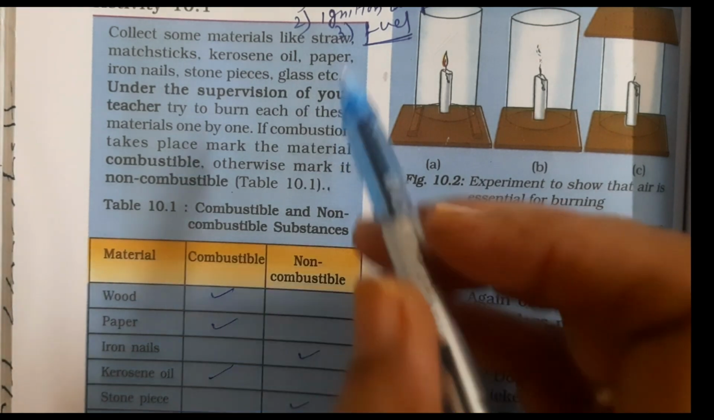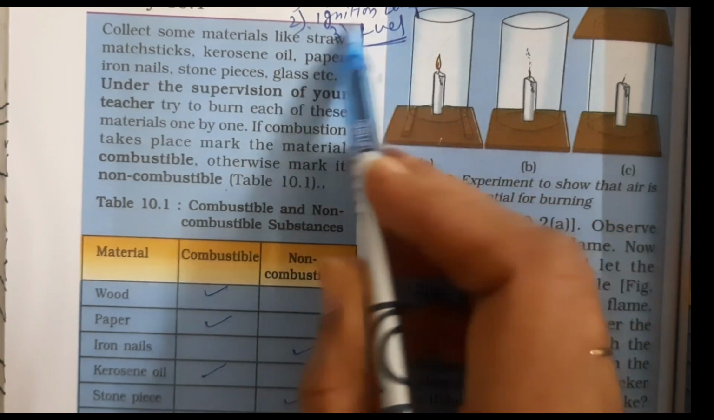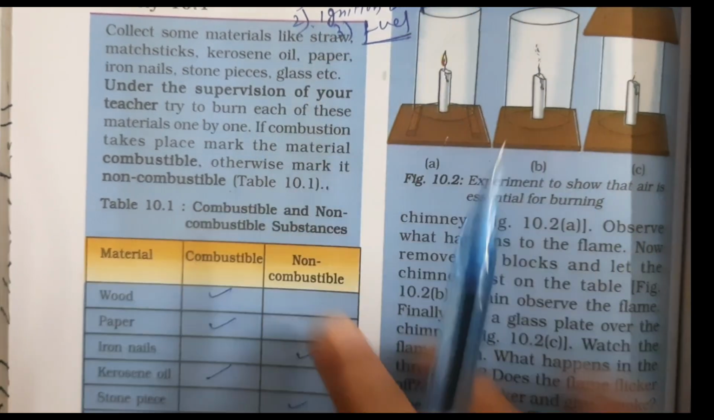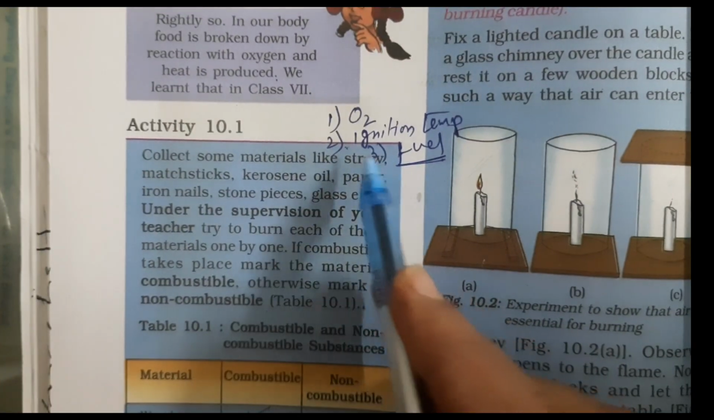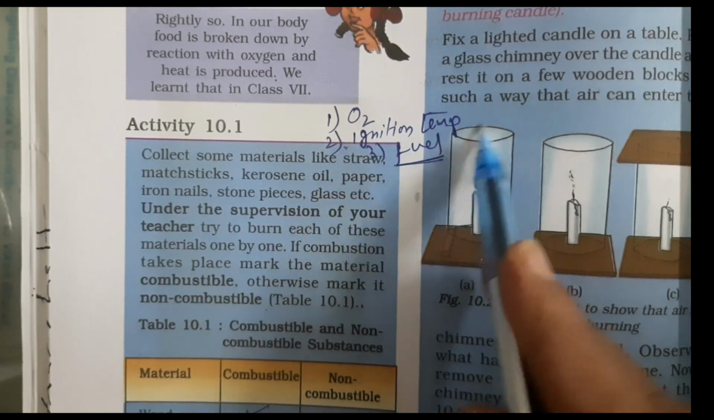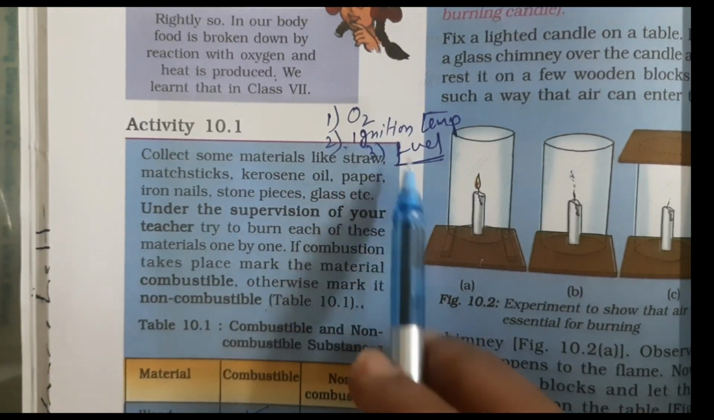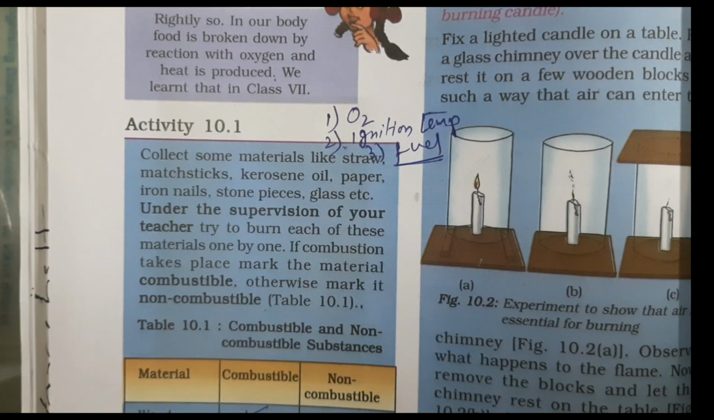So here we are getting a definition for ignition temperature. So what is ignition temperature? Ignition temperature is the minimum temperature at which a fuel starts burning.